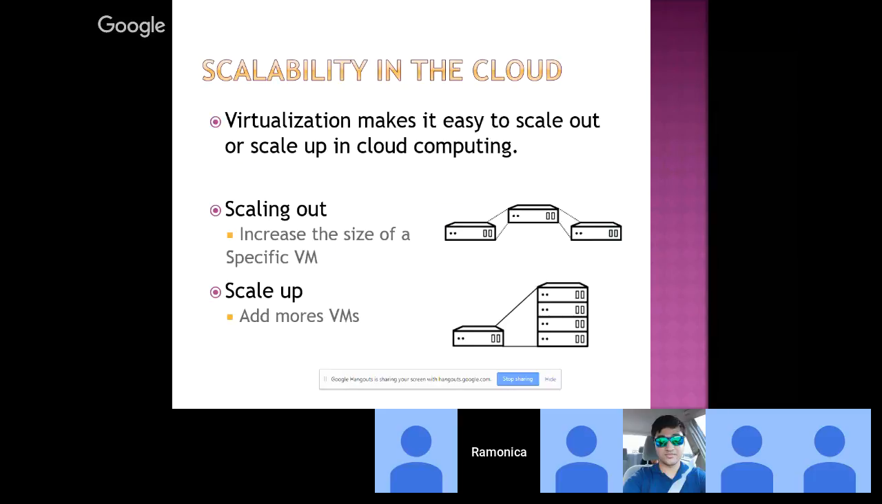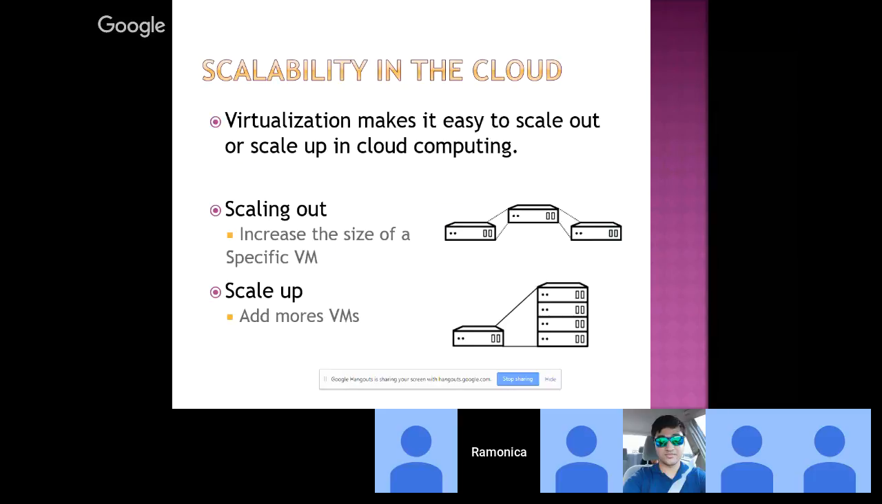Should be the other way around. Scale up is actually increasing the properties of a VM, but scale out is to make more nodes. Yes, scaling up, you will add more virtual machines, and scaling out. Did I say that backwards? And I think your slide is.